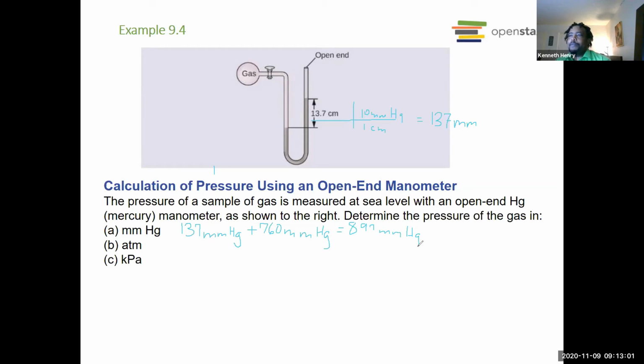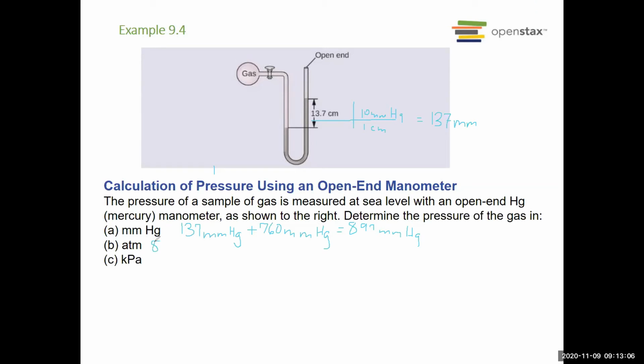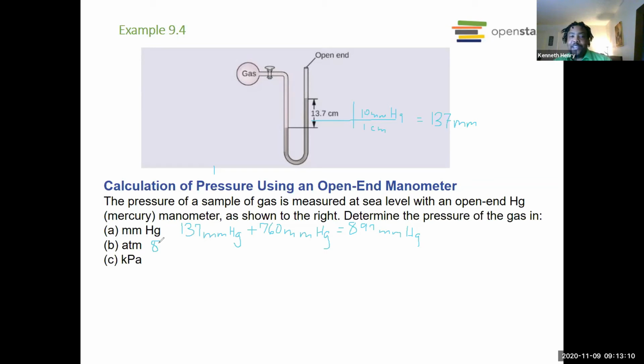Kaylin, 1 atmosphere is equal to how many millimeters of mercury? 760. Okay, I'm glad I am definitely behind the screen because I definitely deserve something, because I keep saying Kaylin. Kayla, you said 760 millimeters of mercury, right?